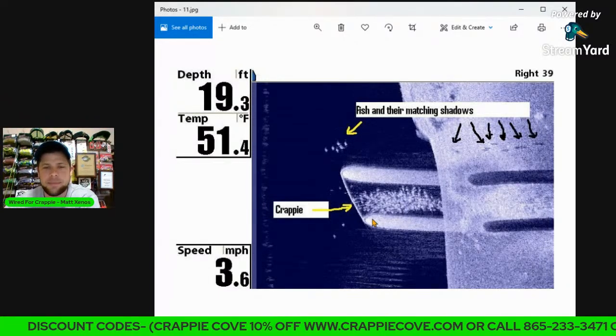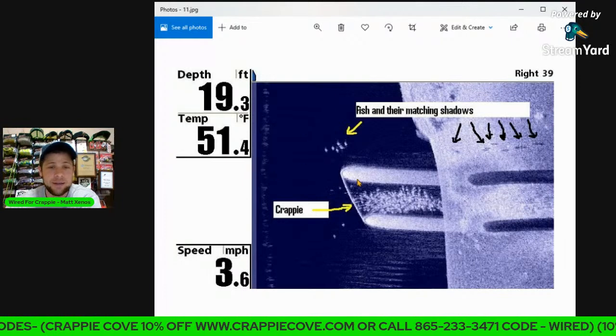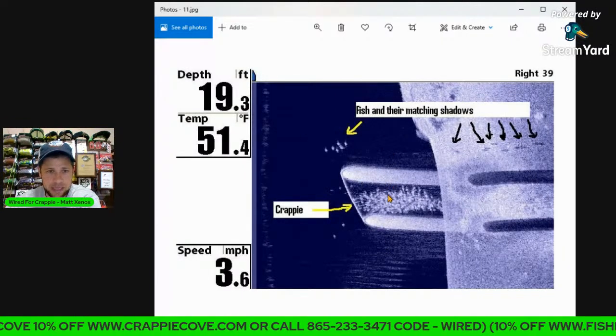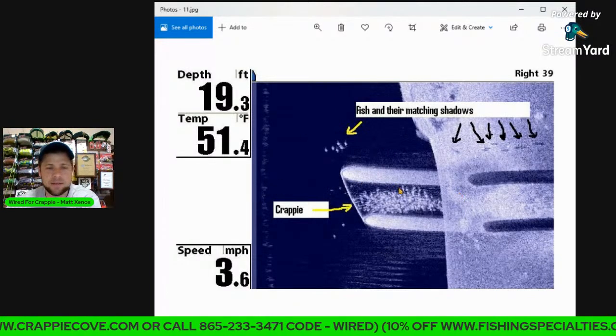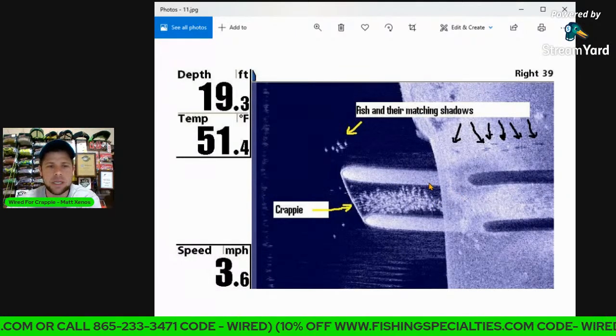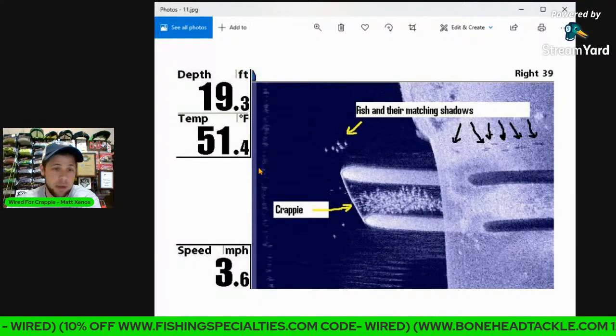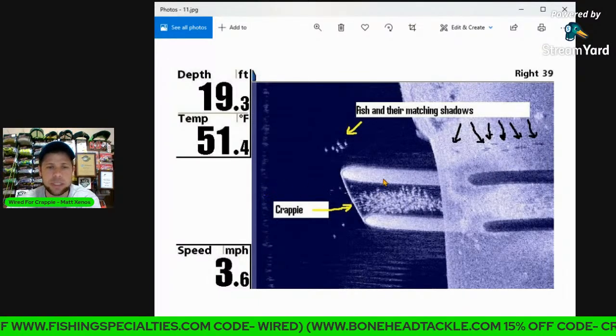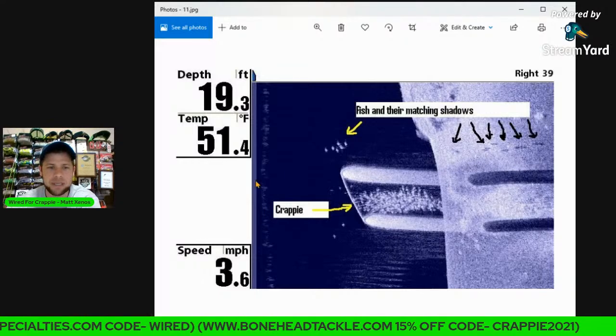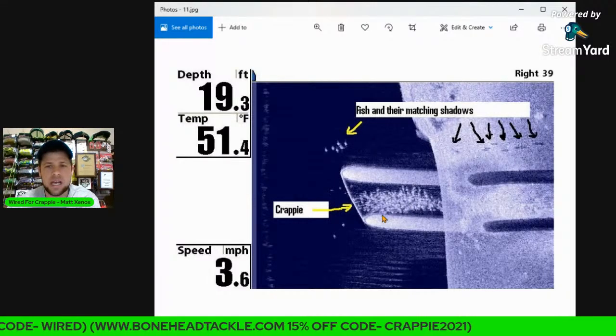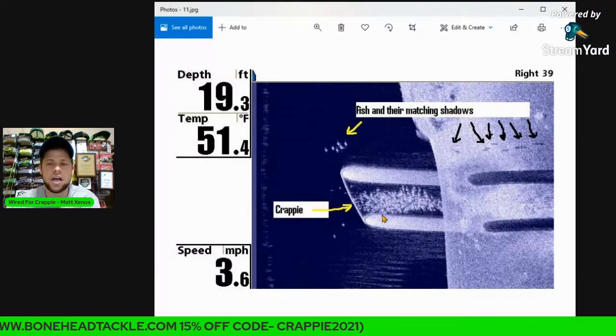All right. So does that make sense to you guys? Now, again, that bridge piling is being caught in that down imaging beam because whoever drove their boat across this drove close enough to those bridge pilings for them to be picked up in that cone. Does that make sense?